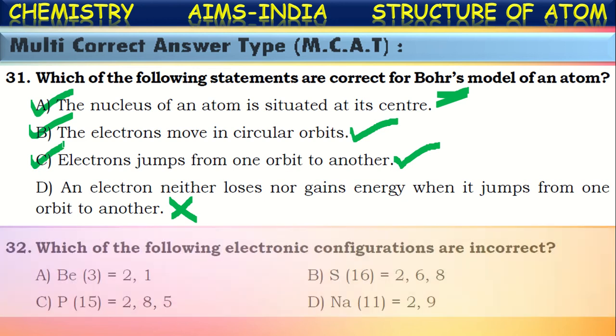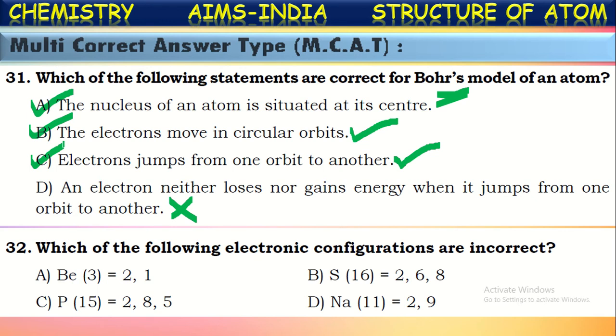Okay. So the next question: which of the following electronic configurations are incorrect? See the configurations here. First one, beryllium. We know the atomic number of beryllium is 4, but they mentioned here 3. So it is an incorrect configuration for beryllium, because the atomic number of beryllium is 4. So it should be 2, 2, but they mentioned here 2, 1. So it is incorrect.